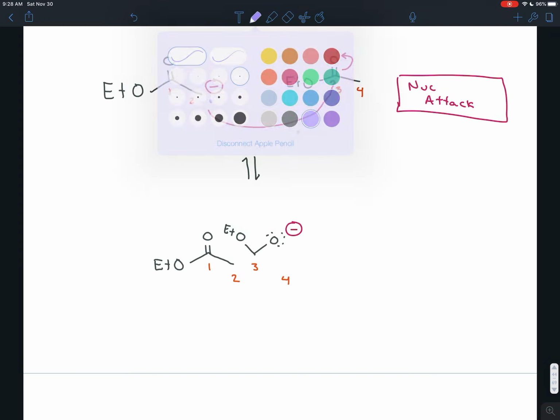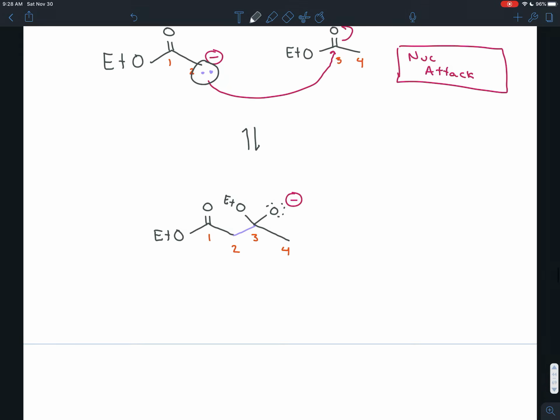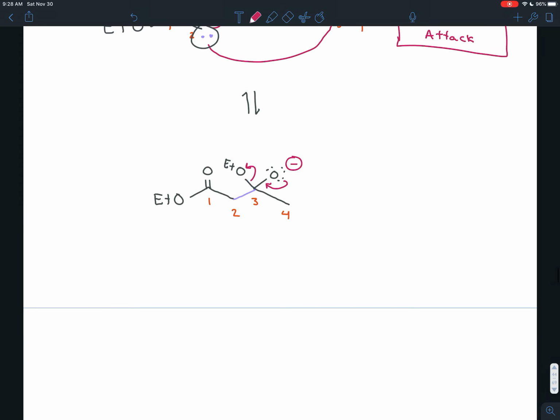And actually, let me do that, just so we can visually see what's happening. These electrons created this new bond. This was the carbonyl. All right, so now we have our tetrahedral intermediate. That negative oxygen flapping in the wind can snap back down, kick the ethoxy group off. So that's the second essential step in any substitution reaction, loss of a leaving group.